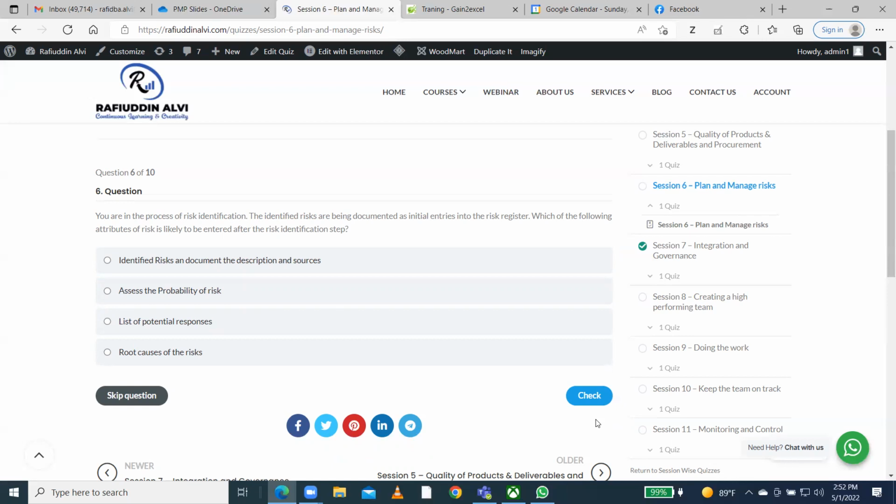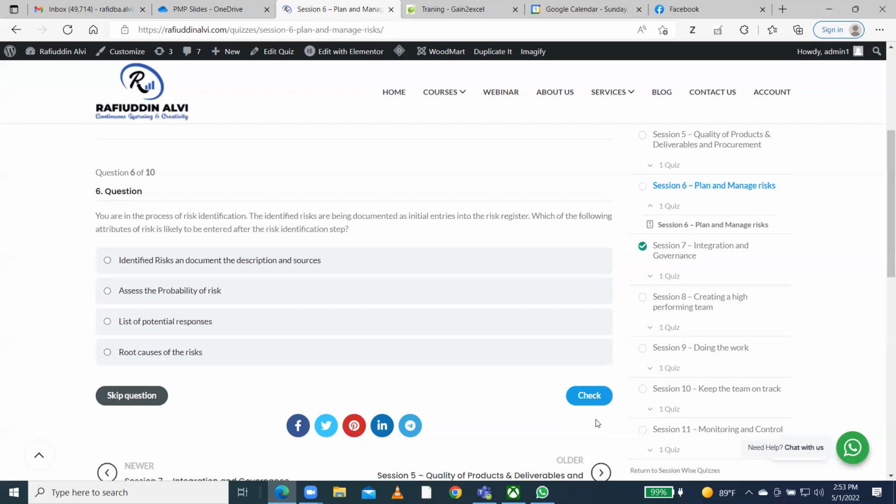Okay. You are in the process of risk identification. The identified risks are being documented as initial entries to the risk list. Which of the following attributes of a risk is likely to be entered after the risk identification step? So identify risks and document it. I think the first one. We answered it, right? No, no, first one or second one. Again, you're doing wrong.